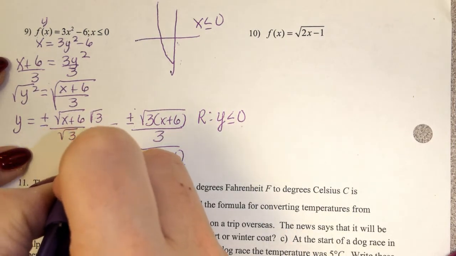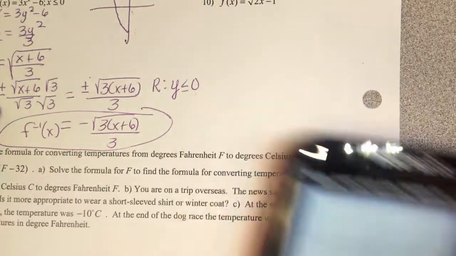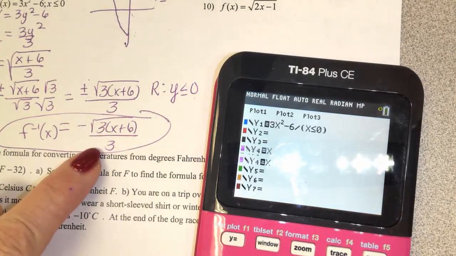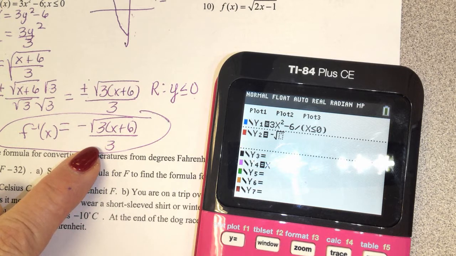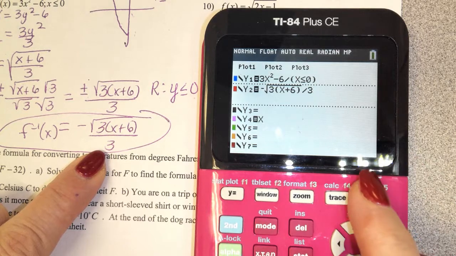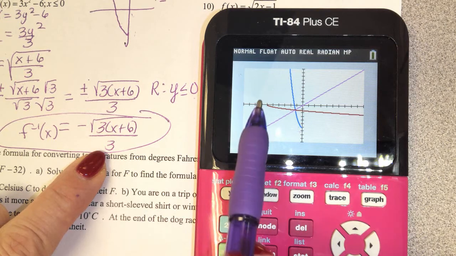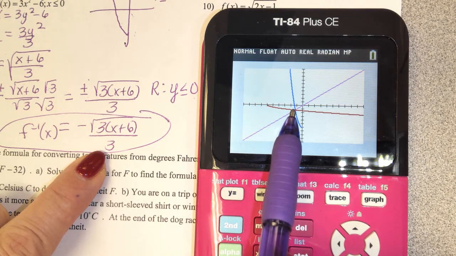And I'm going to call it this. I don't have to state anything else, but I'm going to double check and just make sure. So negative the square root of 3 parentheses x plus 6 out of there divided by 3. Okay, now we're going to check and make sure that this looks right. And that looks good. See the reflection right there?